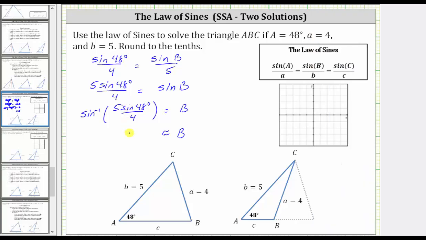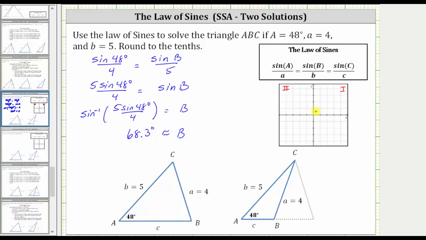So because we found one value for B, we know there is at least one solution. Let's check to see if there are 2 solutions. Remember, the sine function value is positive in the first quadrant and the second quadrant. And therefore, there's an obtuse angle in the second quadrant that also has this same sine function value. Let's find that angle and see if it would work for this triangle.